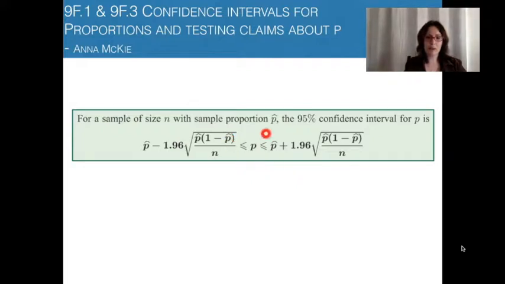Essentially, we've got the true population proportion, P, in the middle. Notice it's P, not P hat. And then this is the amount of variance, if you like. So it's 1.96 standard deviations around the population proportion there, and that 1.96 gives us that width of 95%.